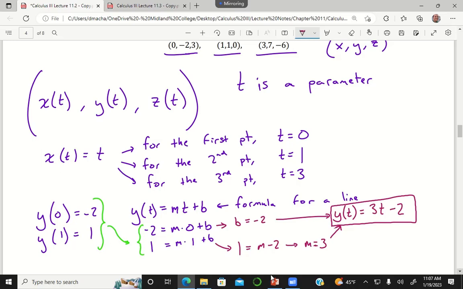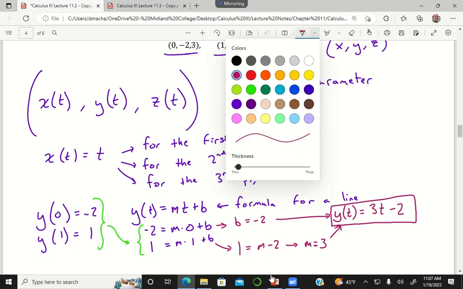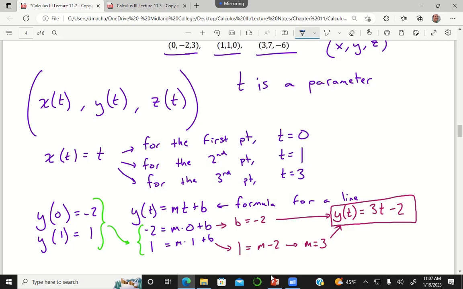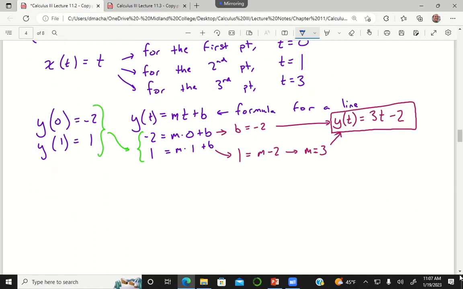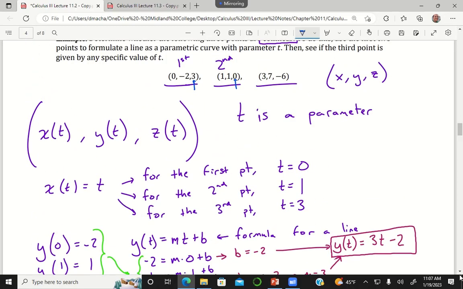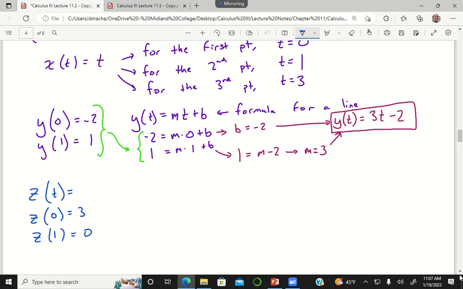Now we have to repeat the same thing with my z-coordinate. Here's what I know. My first z-coordinate was 3 and my second z-coordinate was 0. So that means whenever t is 0, that means z is 3. Whenever t is 1, that means z is 0. Yeah, 3, 0, 3, 0. Perfect.